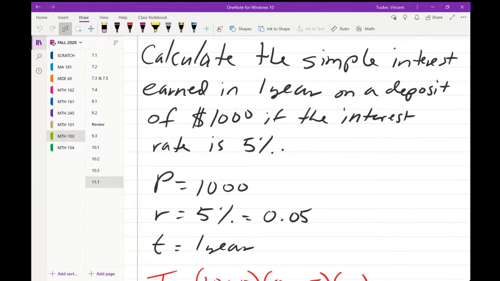All right, so first exercise or example for today, calculate the simple interest earned in 1 year on a deposit of $1,000 if the interest rate is 5%. So we established what our given information is. So P is 1,000, R is 5%. Convert that to a decimal by moving the decimal 2 places to your left. It'll be 0.05. And then T is 1 year.